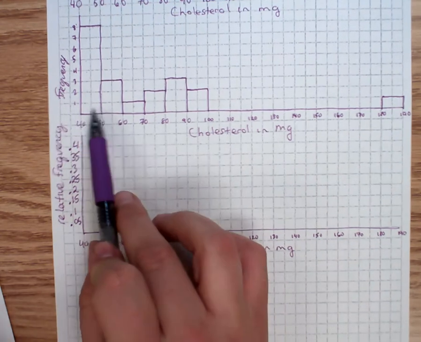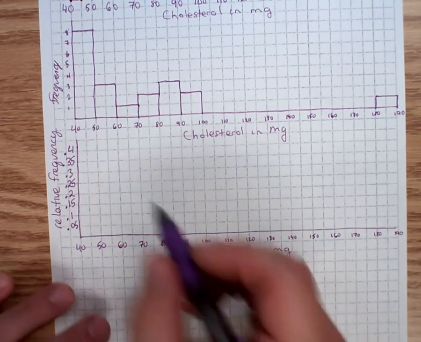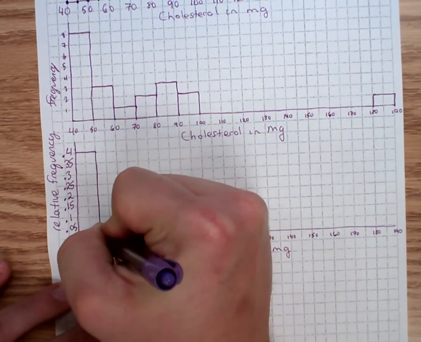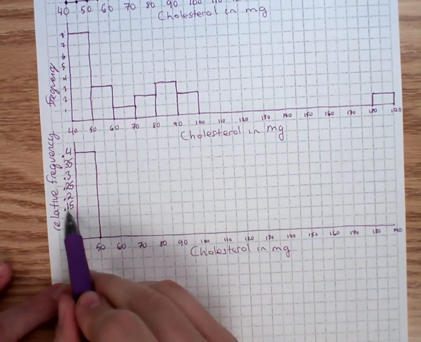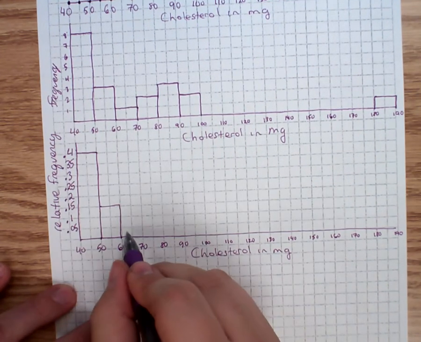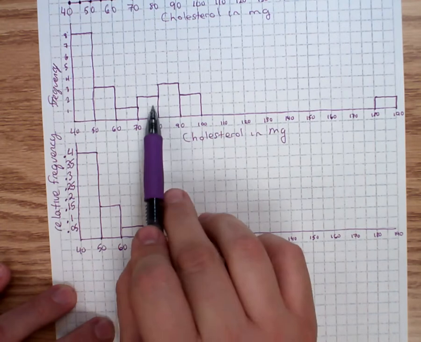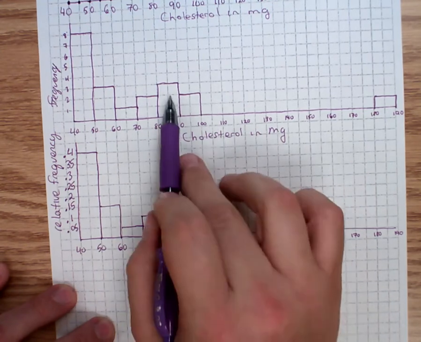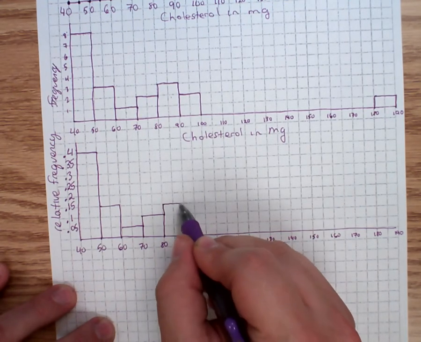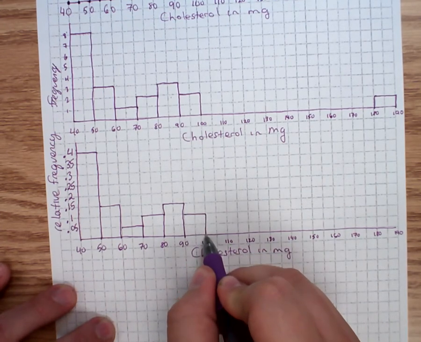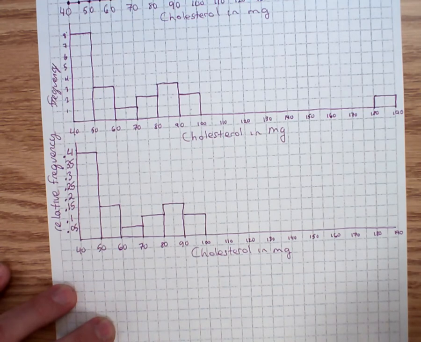Okay, so between 40 and 50, there are 8 sandwiches. And 8 divided by 20 is 0.4. 3 divided by 20 is 0.15. 1 divided by 20 is 0.05. 2 divided by 20 is 0.1. 3 divided by 20 is once again 0.15. 2 divided by 20 is again 0.1. 50 to 60 is lower than this. No, it's not. It's the same.